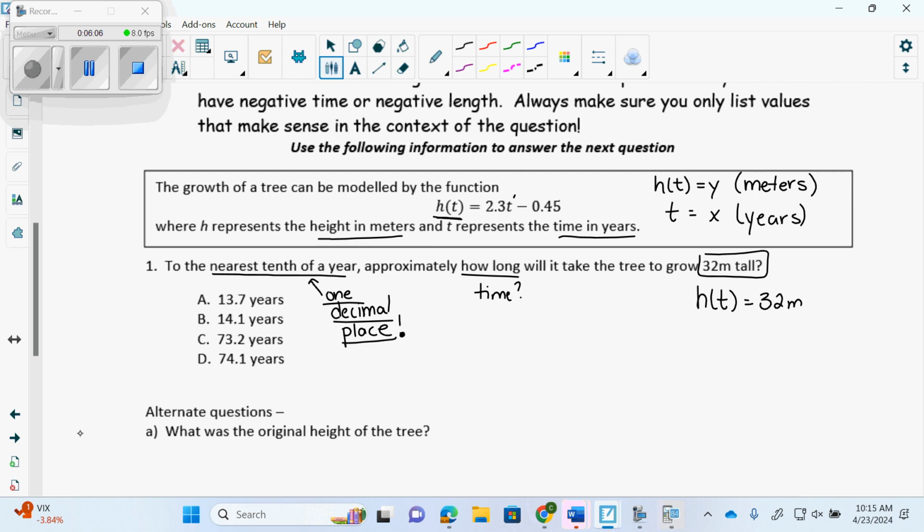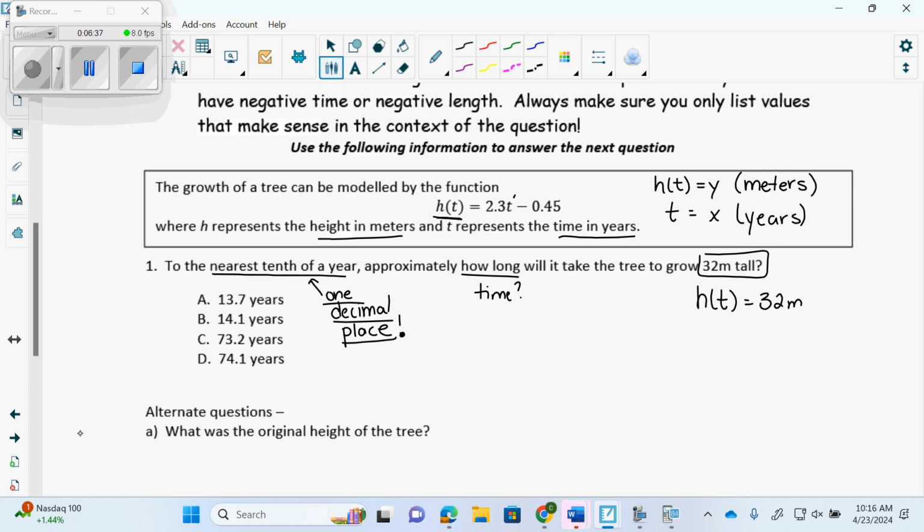Now our x's, we don't know exactly what to do, but we know that our time has to start at 0. Can't have negative time, correct? How big of a time should we make? 10, 20, 30, 40? We could choose, correct? But if I look, this is a multiple choice question. Do you see the answers? I have 13.7 years, 14.1 years, 73.2 years, 74.2 years, or 74.1.